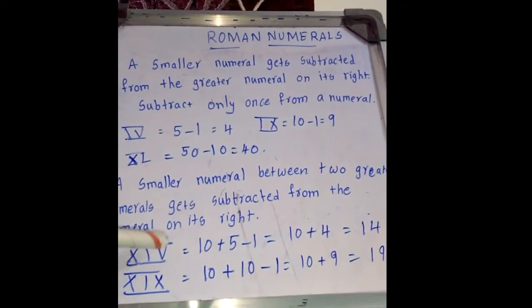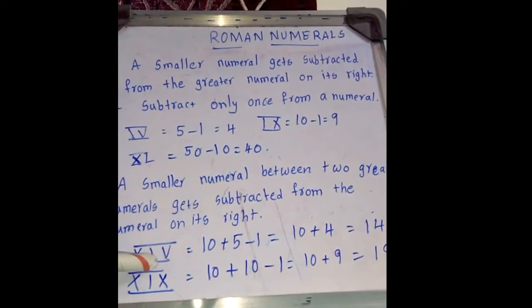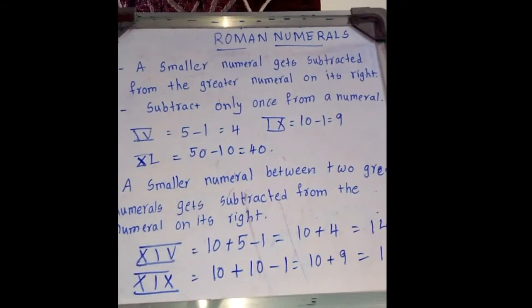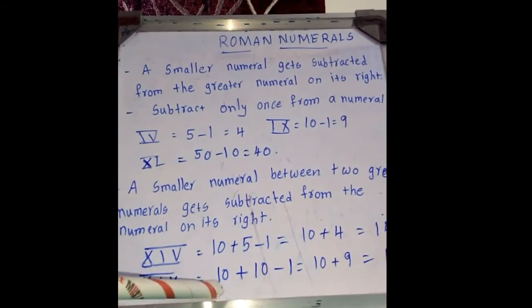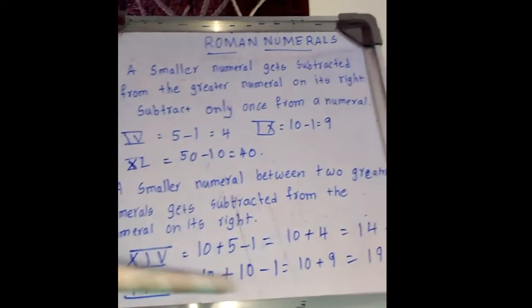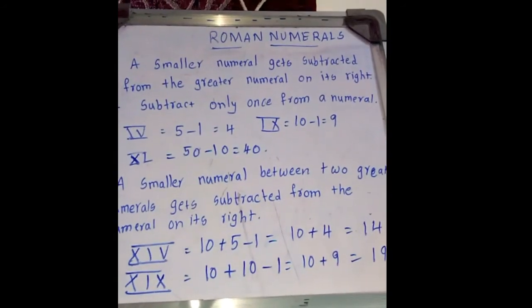We subtract from which numeral? The right-hand side of this numeral. Here also 10, and 10 minus 1. 10 plus 9 is equal to 19.